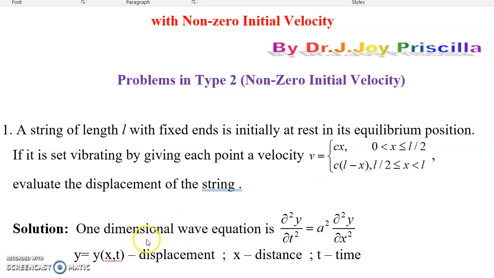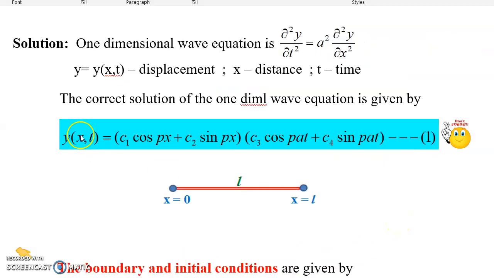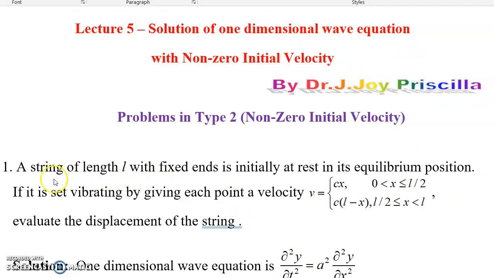As usual, first let us write the one-dimensional wave equation, which is ∂²y/∂t² = a² ∂²y/∂x², where y represents the displacement, x is the distance and t is the time. And next, let us write the correct solution of the equation, which is y(x,t) = (c1 cos px + c2 sin px)(c3 cos pat + c4 sin pat). And this is the picture of the string given, because the string is having length L with the fixed ends.